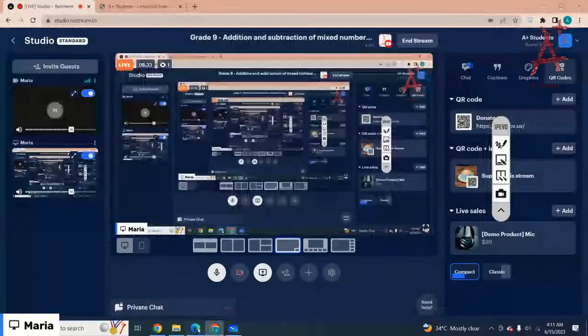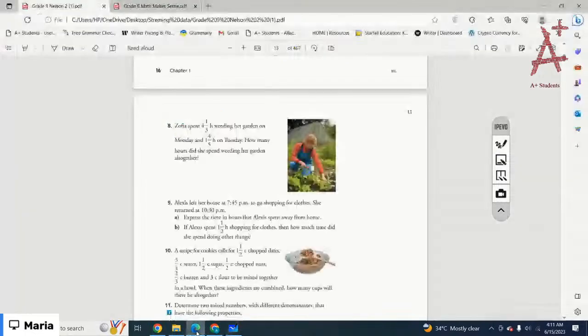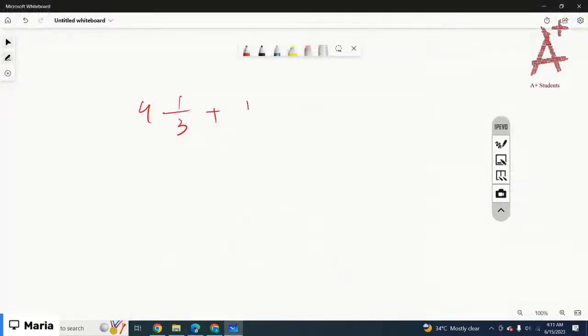It is 4 whole 1 over 3 plus 1 whole 4 over 5. So you have to add both the fractions. So let's just convert them into improper fractions.